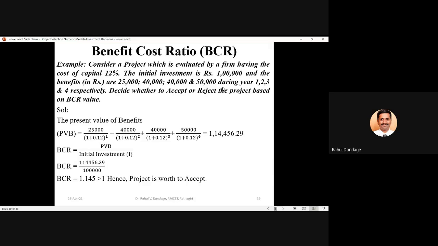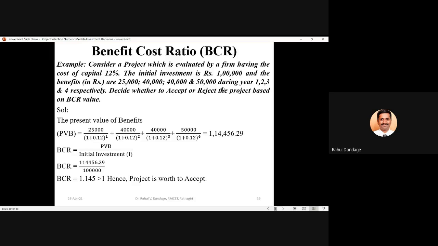So you can see the cost of capital is given, it is 12%. So value of i is equal to 0.12. Initial investment, that is at time 0, the investment required for the project is rupees 1 lakh, and the benefits we are achieving through this project, the net cash inflows for year 1, 2, 3, 4, are 25,000 rupees, 40,000 rupees, 40,000 rupees and 50,000 rupees. So now we have the benefits, we have the initial investment, we have the cost of capital. We know that the lifespan of the project is to be considered for 4 years.